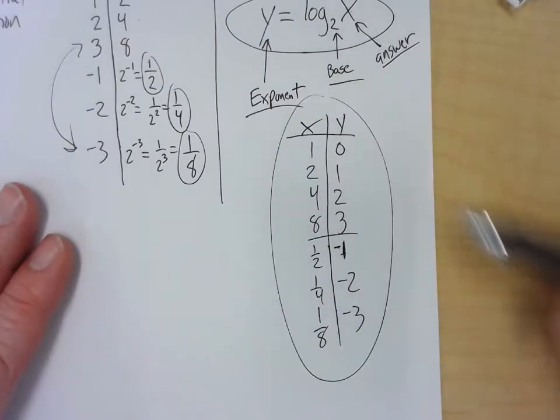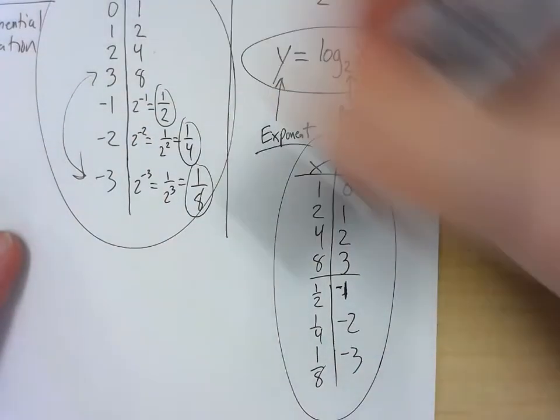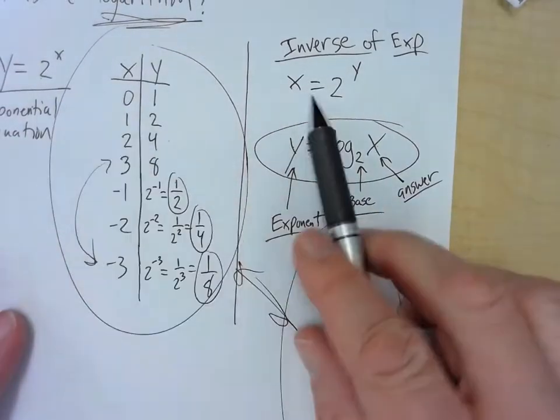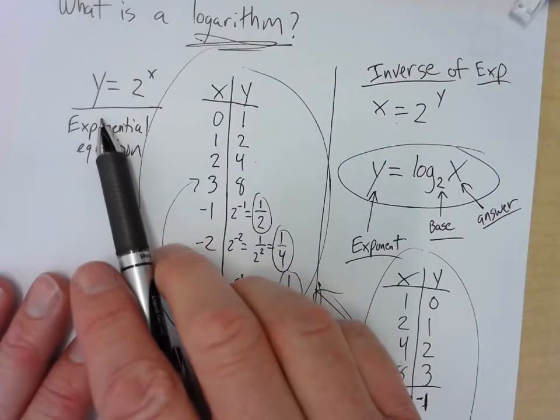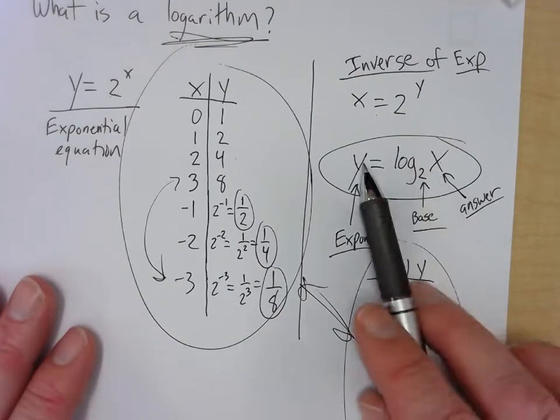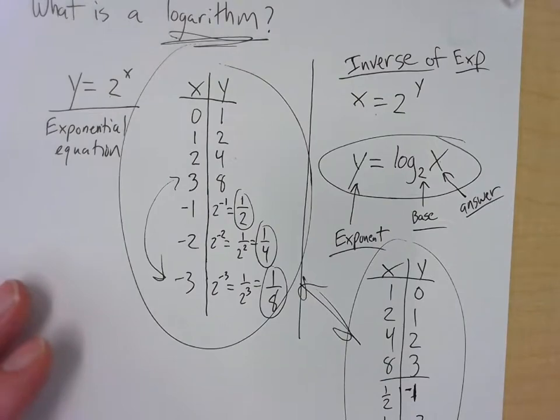1/4 would be -2, and then 1/8 would be -3. So that is the inverse of this table here. These tables are inverses of each other, and the equations are inverses of each other. So here's the exponential equation, there's the log equation. It's still a 2, an x, and a y, but it's switched around differently.